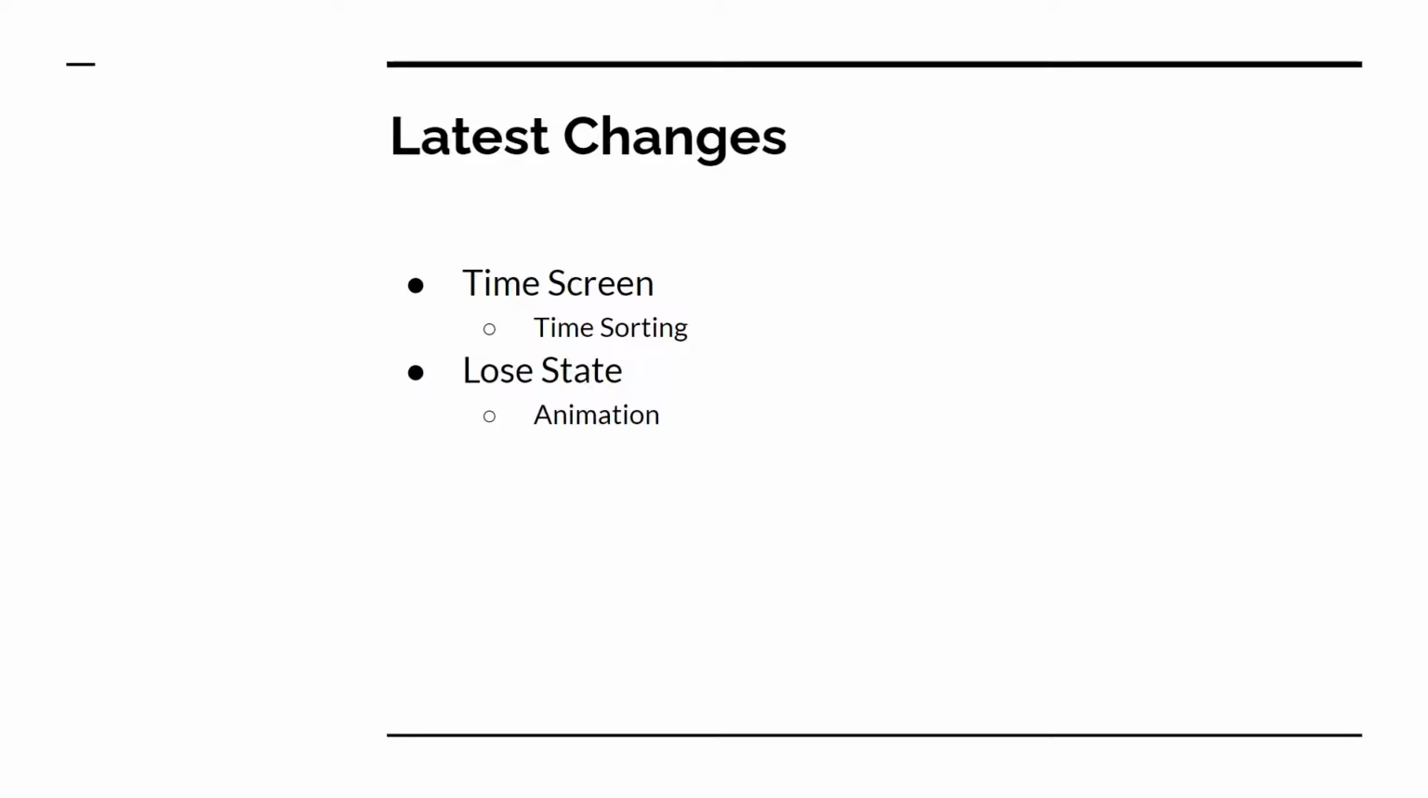And in the latest update, we've added the time screen with time sorting, so the times are sorted by best time to worst time. We also have a lose state. Previously, the player was just allowed to keep going if they click the bomb. Now there's an animation when you lose, and when the game ends.